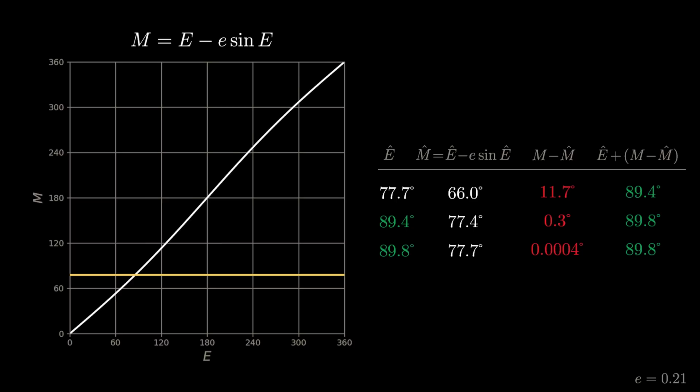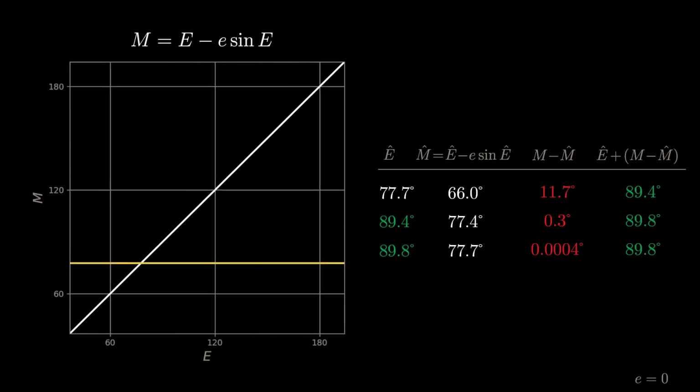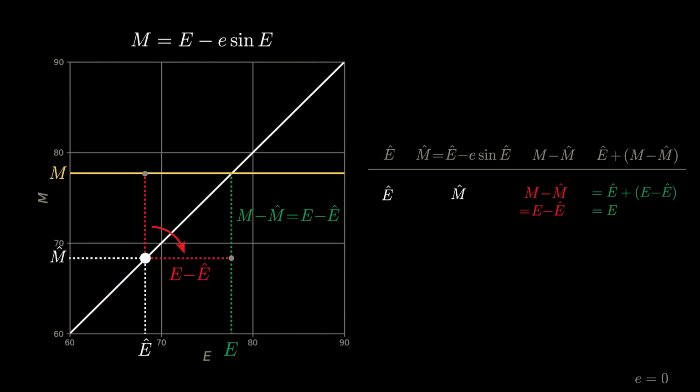If our eccentricity was 0, making our orbit circular, Kepler's approach would work perfectly in just one step. Since our curve in this case is just a straight line with a slope of 1, adjusting E by the error term gets us exactly to the right solution, since the base and height of our triangle are equal. So Kepler's method works well when eccentricity is low, and the E-M curve is close to a straight line.